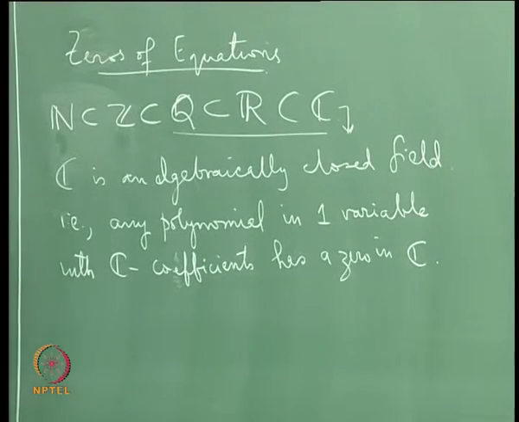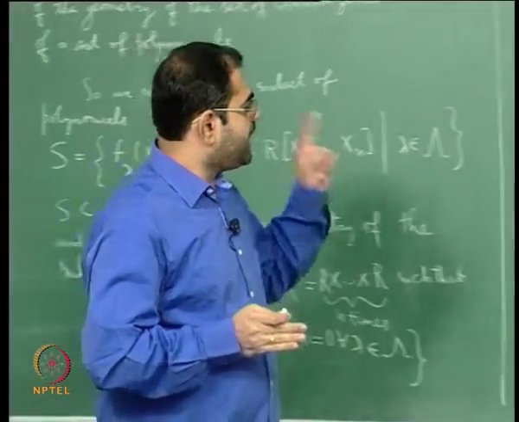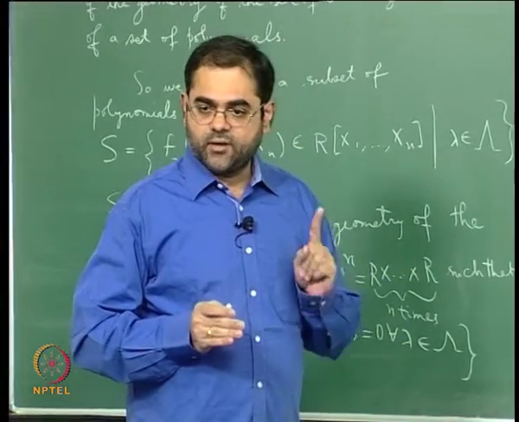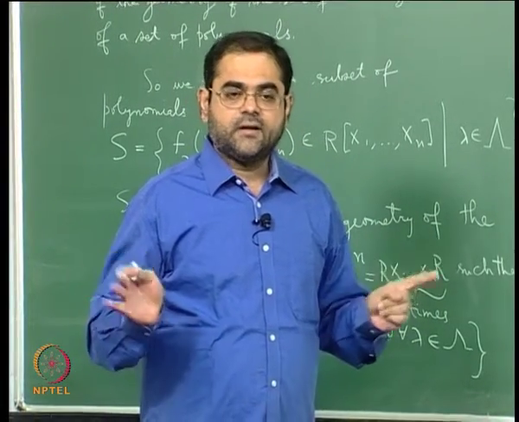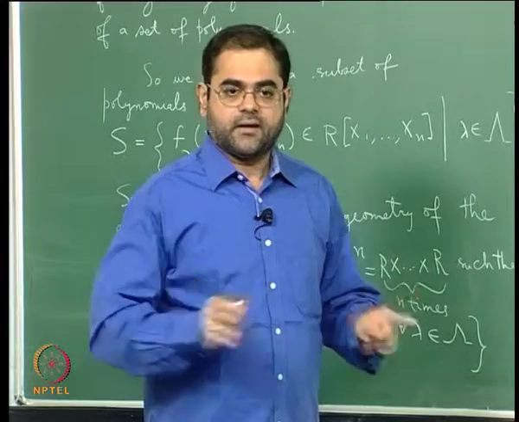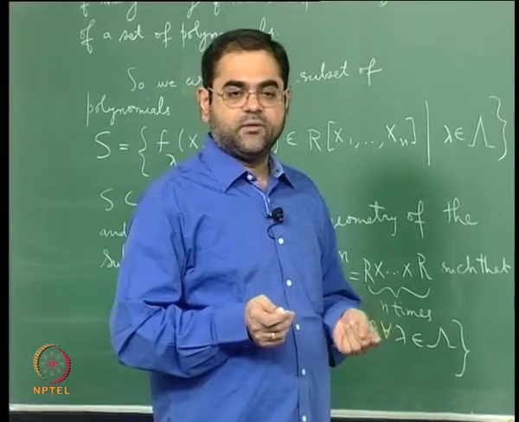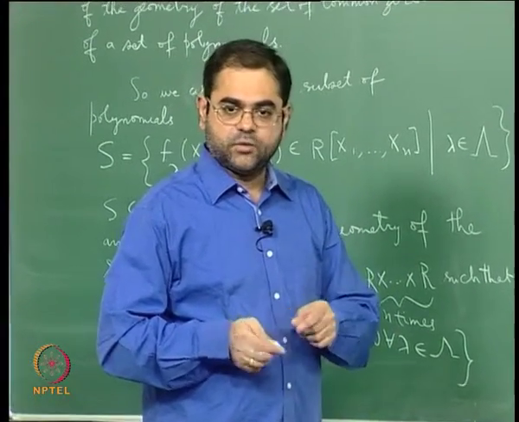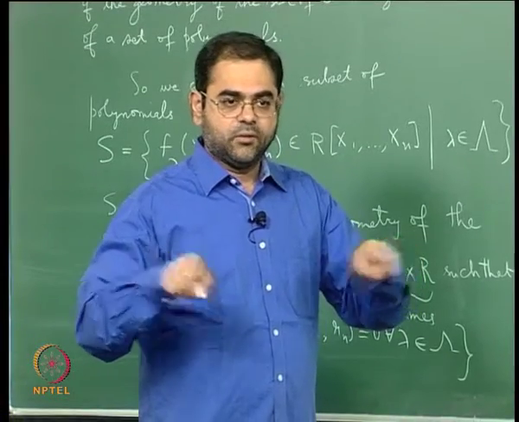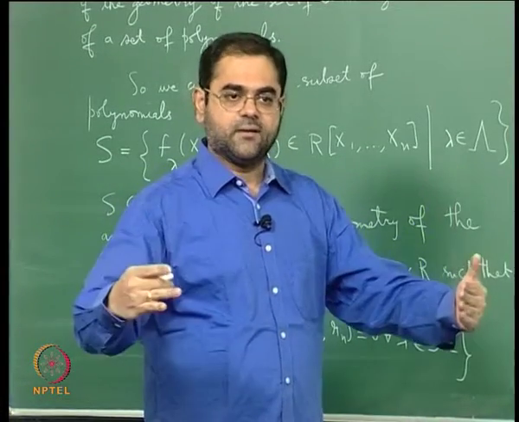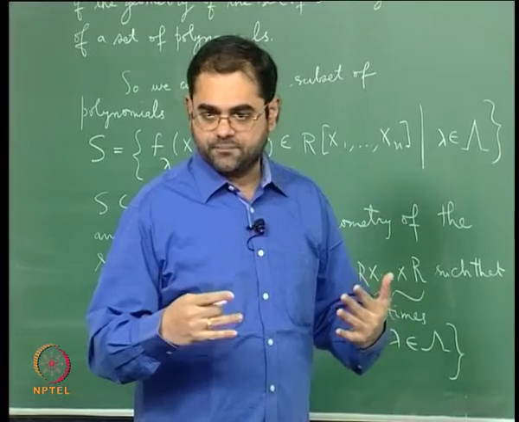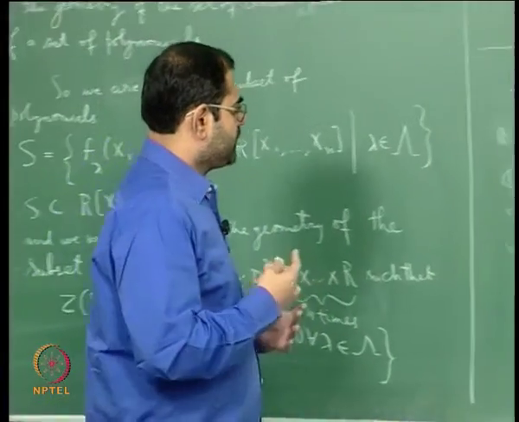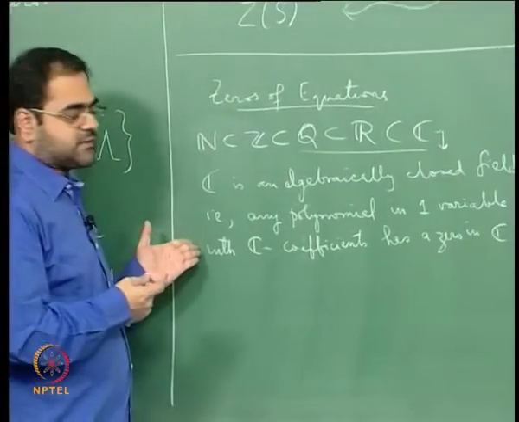An algebraically closed field is a field such that you take any single polynomial in one variable over that field, then all its zeros are in that field. That means you can find all the zeros in the field itself. You do not have to extend your number system to something bigger where you will get the zeros.